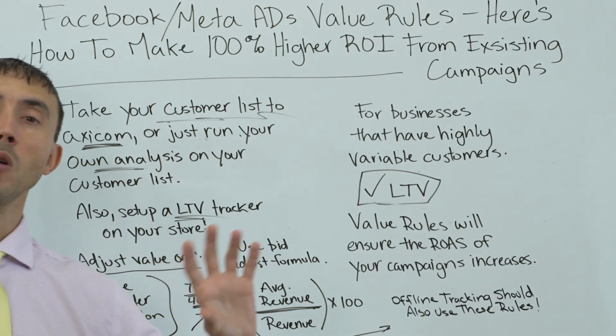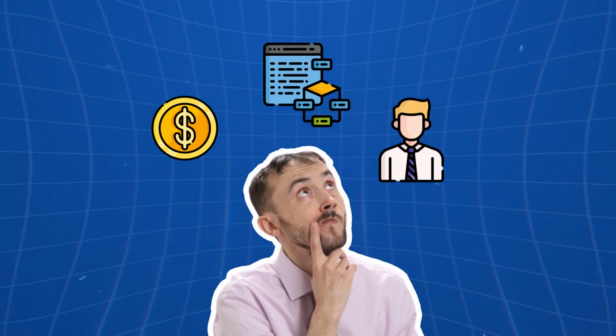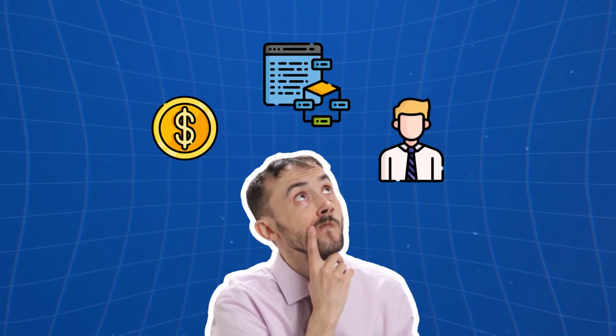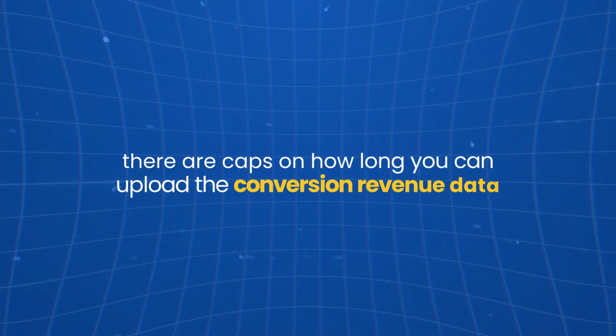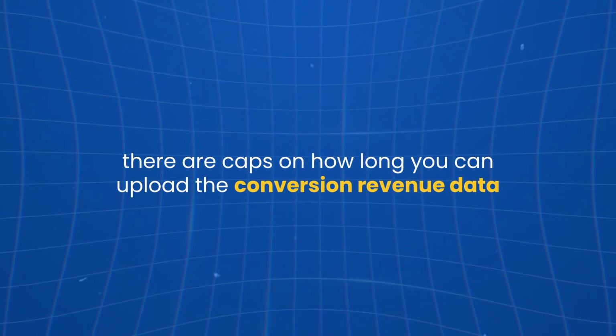This is also a part of it, that is figuring out what your customers are worth and how to actually tell the system in an indirect way what the person spent over time, because you can't necessarily do that because there's caps on how long you can upload the conversion revenue data for. So in this case, you're just predicting the revenue and then you're piping it in that way.